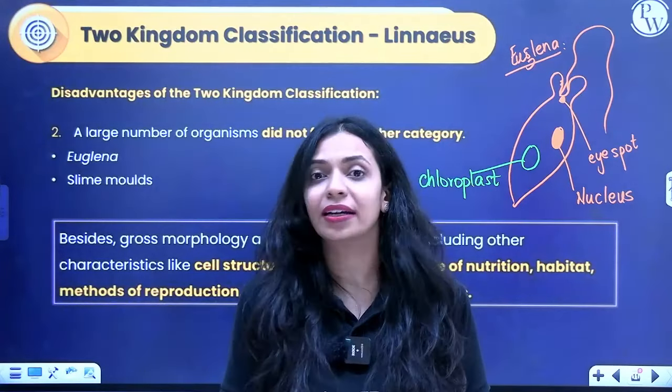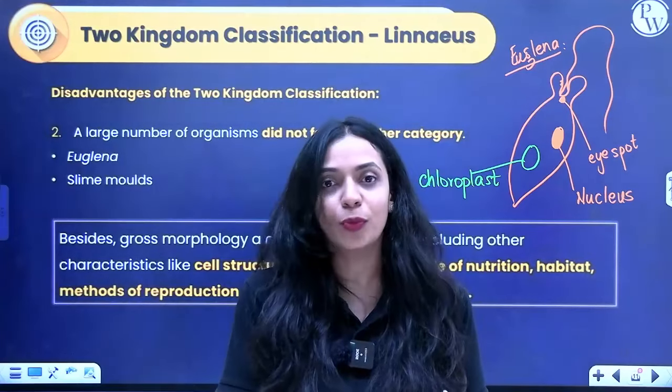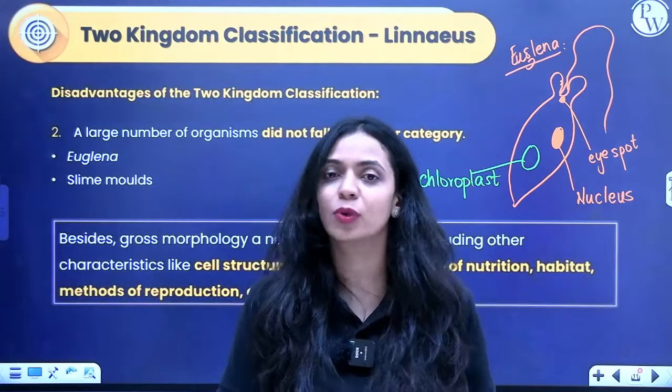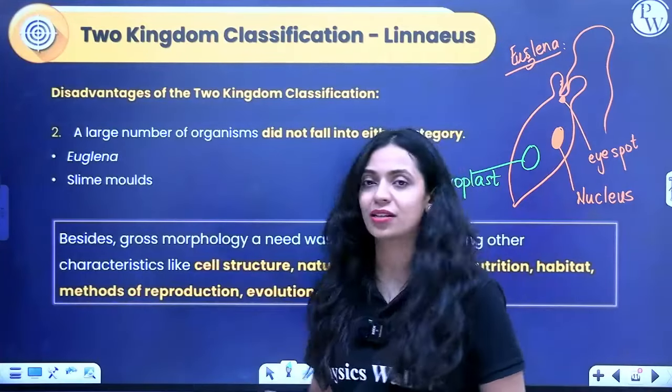And sometimes when light is not available, it's even eating food like animals, right? So where do you put this? Do you put this under plant kingdom or animal kingdom? That is a confusion. And then we have another group of organisms called slime molds.